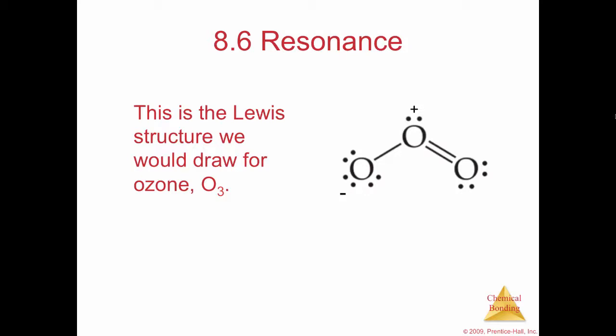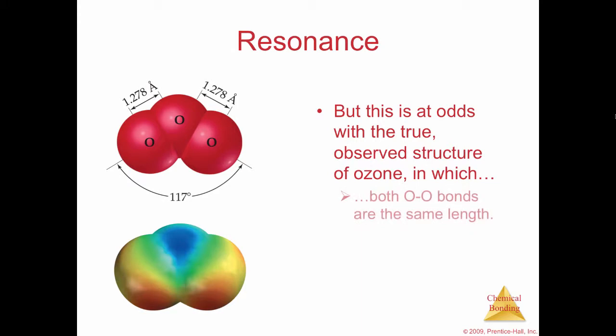8.6 Resonance. This is the Lewis structure we would draw for ozone, O3. But this is at odds with the true observed structure of ozone, in which both oxygen-oxygen bonds are the same length. It's been experimentally discovered that the bond length in ozone is 1.278 angstroms for both bonds. Both outer oxygens also have a charge of -1/2.